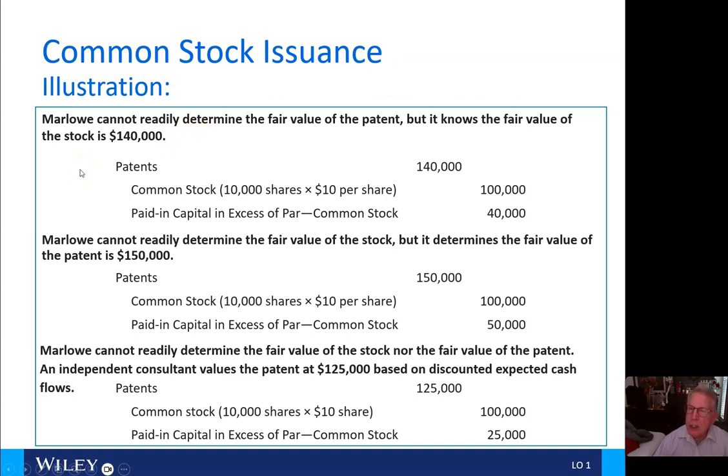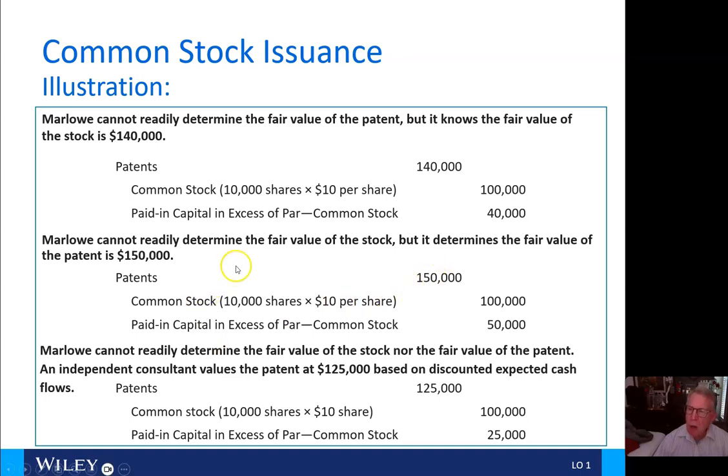Marlowe cannot readily determine the fair value of the patent, but it knows the fair value of the stock is $140,000. So we're going to debit patents for $140,000 and credit common stock, that would be par value times, which is $10, times 10,000 shares. Didn't get that in the numbers up here, but that's what it would be. And then that difference is going to be paid in capital in excess of par common stock for $40,000.